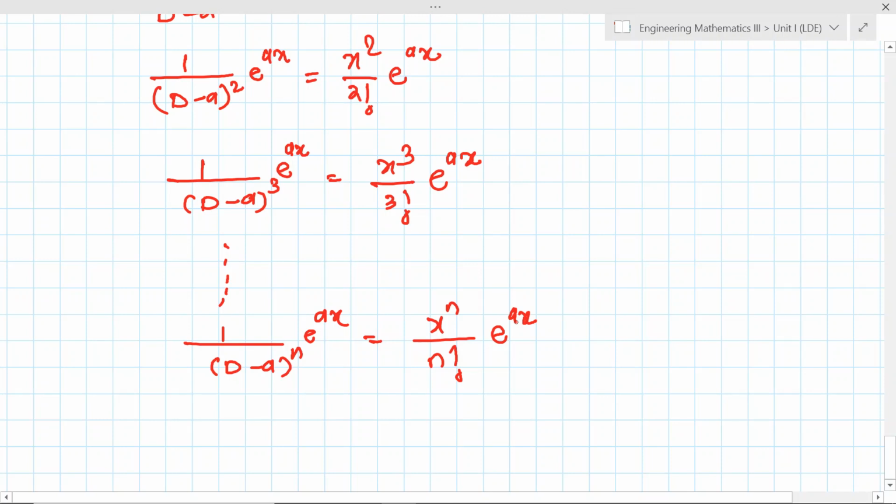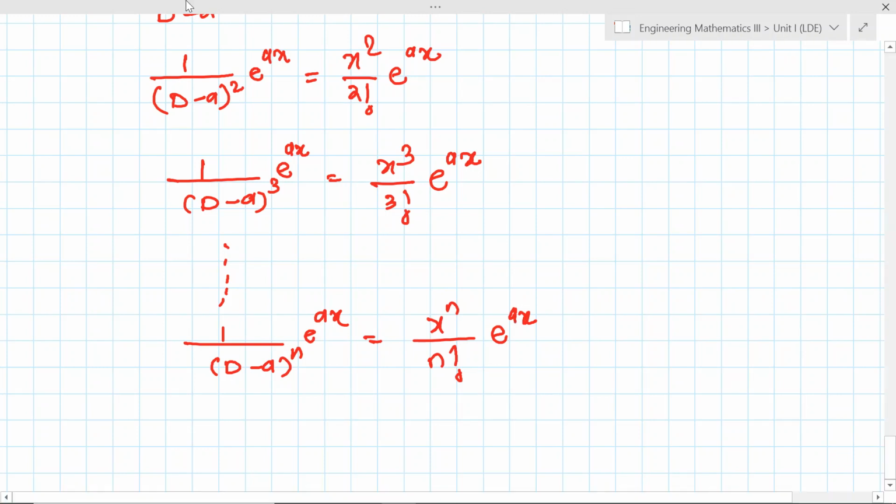This is also an important note, because they may ask you in the online exam, what is the 1 upon (D minus a) cube e raised to 2x. So this is x cube upon 3 factorial. Whatever the 3 factorial, you know how to find it with the help of calculus. It is a product of 1, 2 and 3. If 4 factorial, it is a product of 1, 2, 3, 4 and so on.